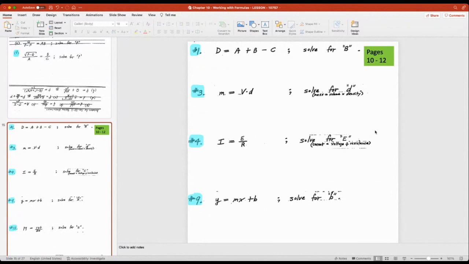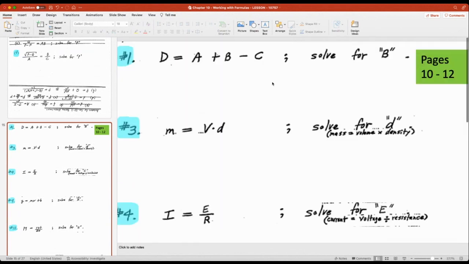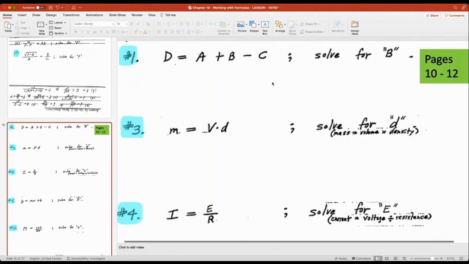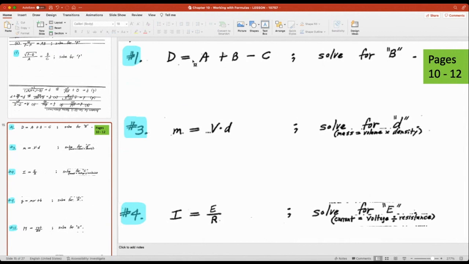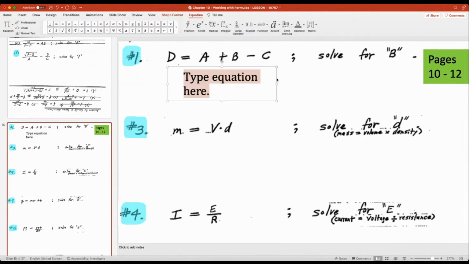So here's the first equation. We're asked to solve for b. Let's zoom in here and talk about that. What's your advice on this question? What do you guys think? What could we do with this question? Keep a there. You want to get b by itself, right? So just move everything that's not a b over.